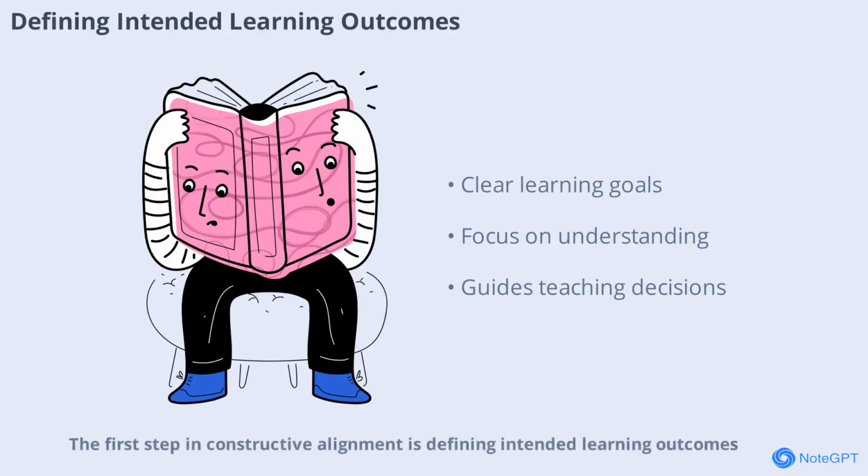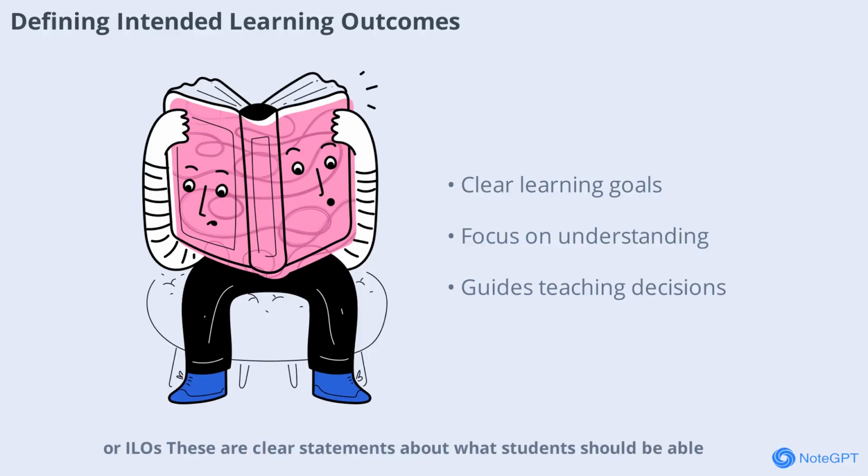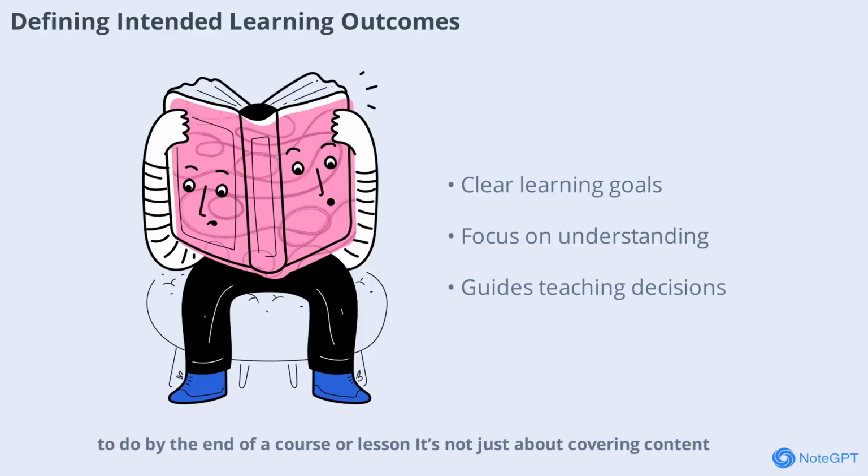The first step in constructive alignment is defining intended learning outcomes, or ILOs. These are clear statements about what students should be able to do by the end of a course or lesson. It's not just about covering content, but specifying the level of understanding you want students to achieve. For each topic, teachers decide how deeply students need to understand the material, and what evidence will show that understanding. This clarity guides every other decision in the teaching process.